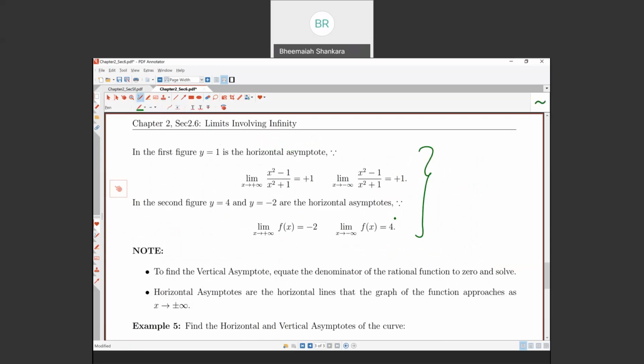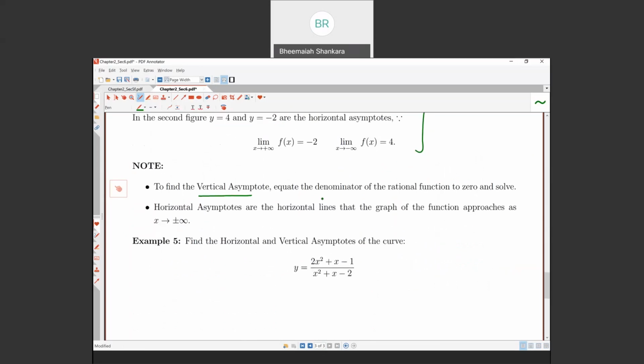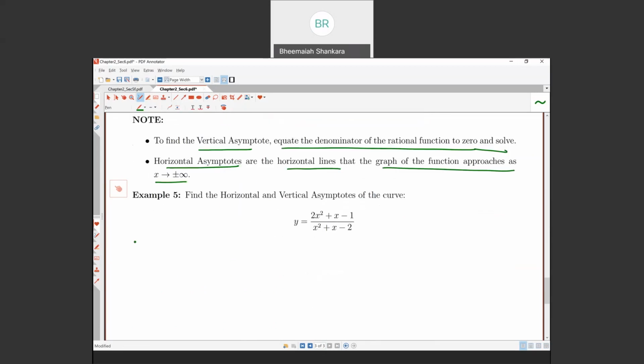So there's a note here. To find the vertical asymptote, you always start with the denominator. Equate the denominator of the rational function to 0 and solve it. For the horizontal asymptotes, they are the horizontal lines that the graph of the function approaches as x approaches plus or minus infinity. So in this example, you're asked to calculate horizontal and vertical asymptotes. Let's calculate the vertical asymptote.